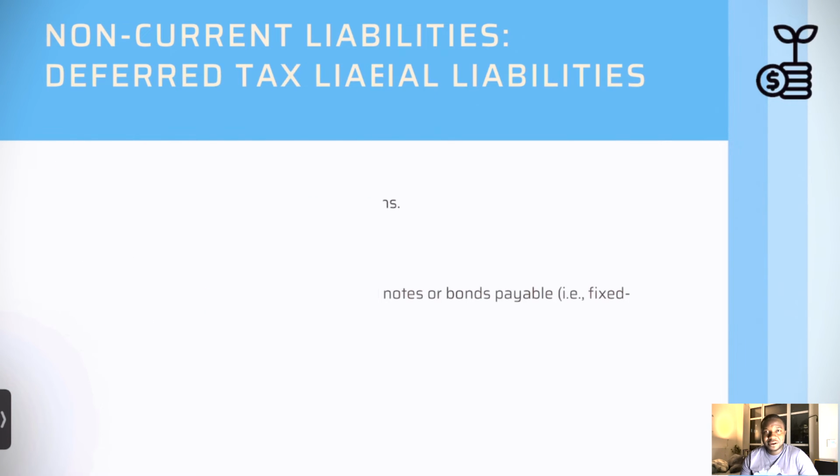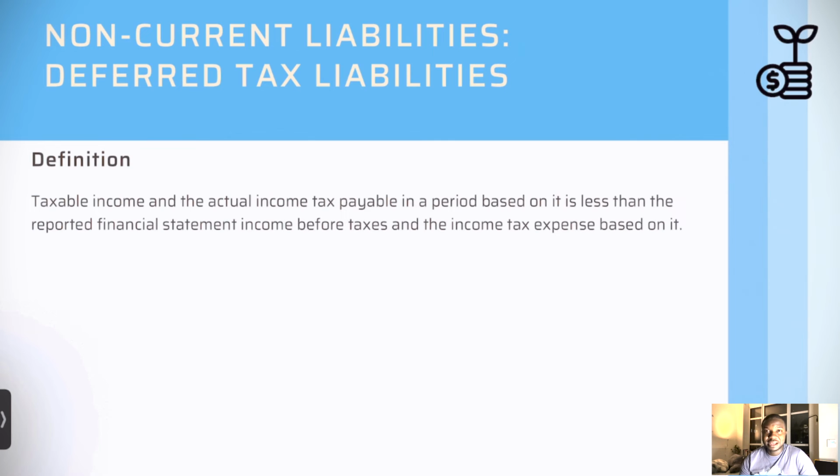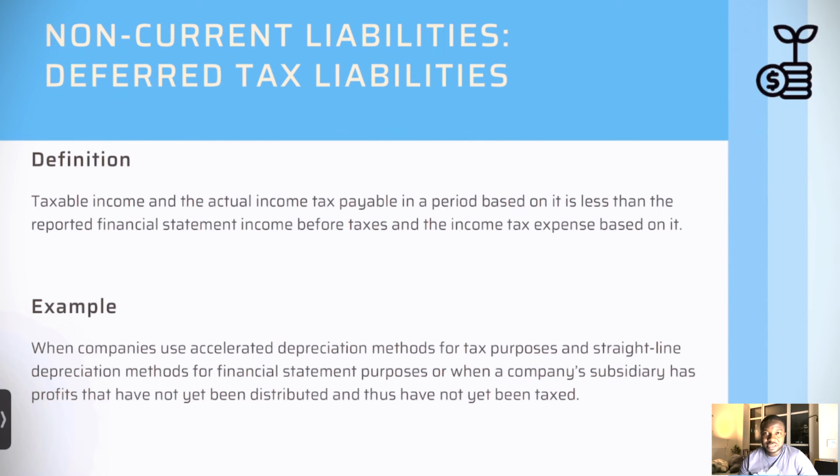The next non-current liability is deferred tax liability. This creates a liability when the actual income tax payable is less than the income tax expense on the financial statements. An example is when a company uses accelerated depreciation for tax purposes and straight-line depreciation for financial statements. Another example is when a company's subsidiary has profit that has not been distributed and therefore not taxed.